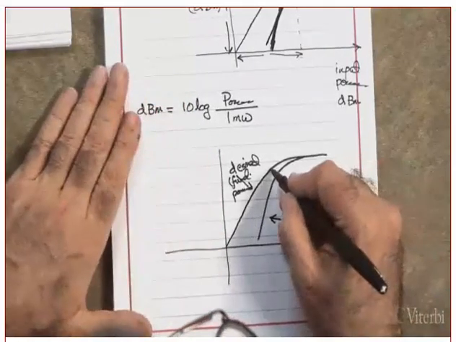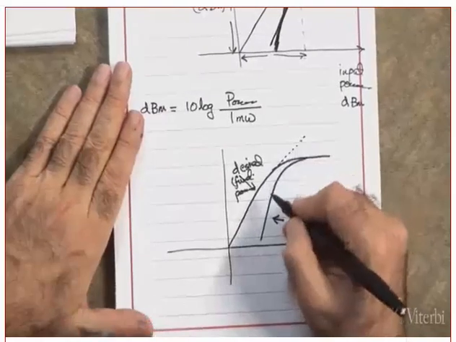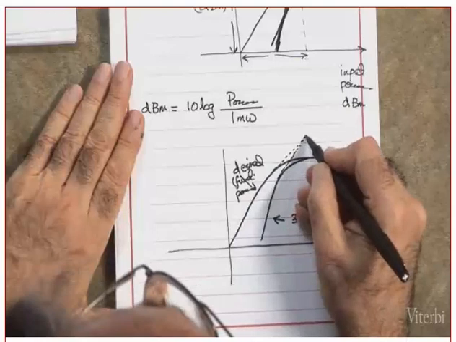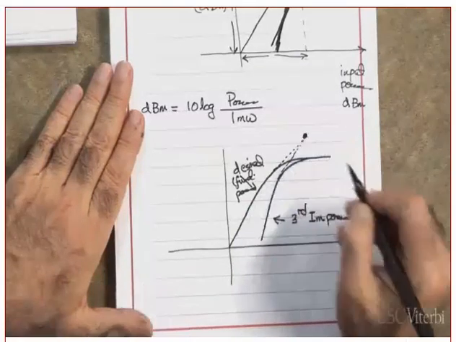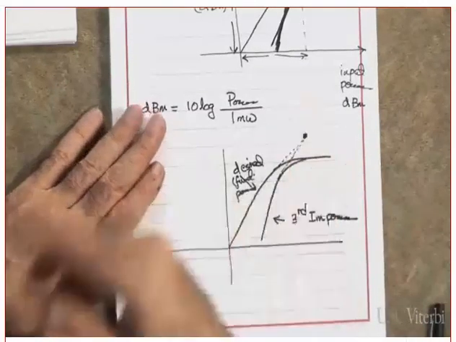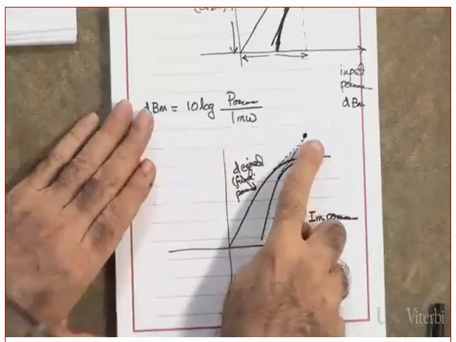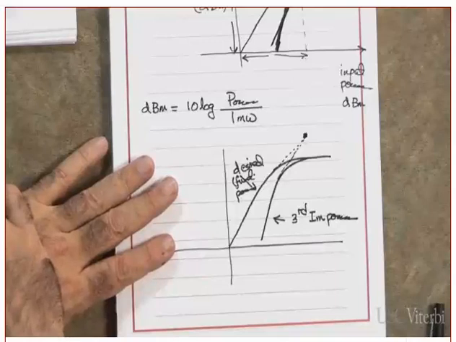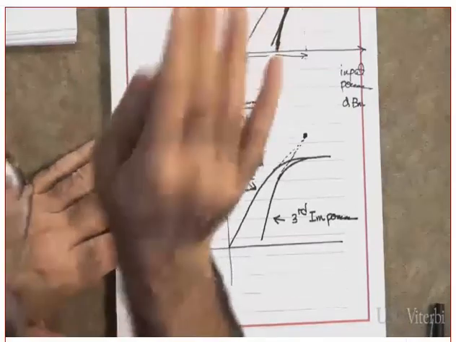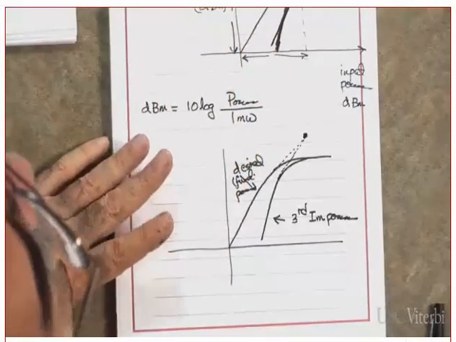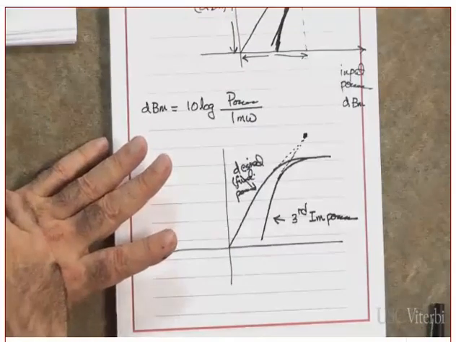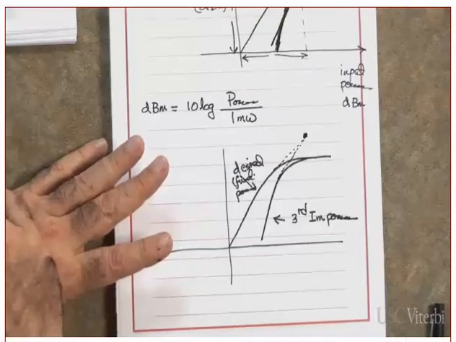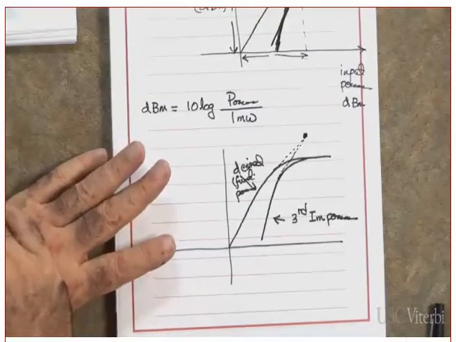Okay. Now, if this corresponds to the linear portion, and this one also the linear portion, will they intersect? They will intersect. Did you get my point or not? What does that mean verbally? They intersect means the power in the fundamental component, which is the desired, and the power in the third order intermodulation components are the same. Did you understand what I just said or not?